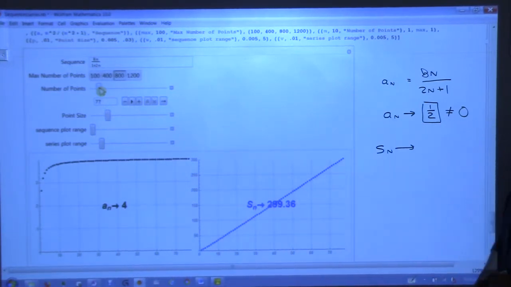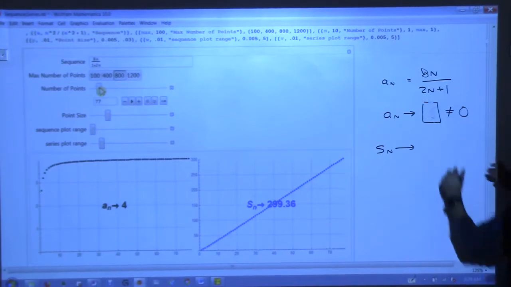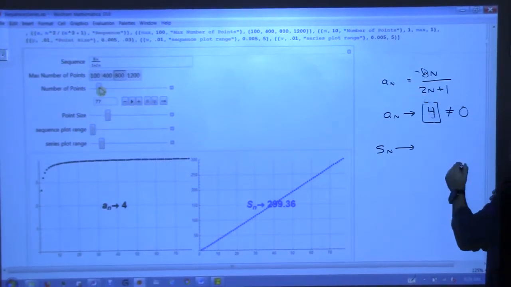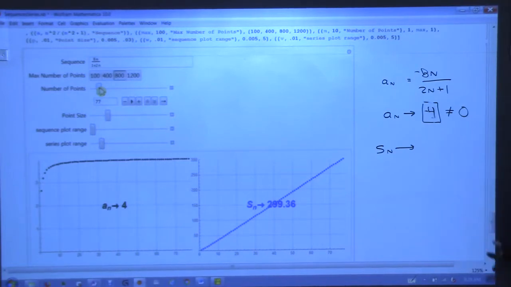How about a negative number? What would happen if it converged to, this one went to 4. What if I change that to negative 8? Wouldn't that change that to negative 4? Would that still diverge? It would be like negative infinity.